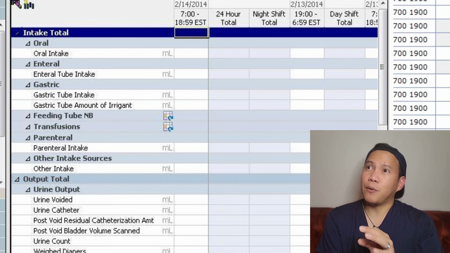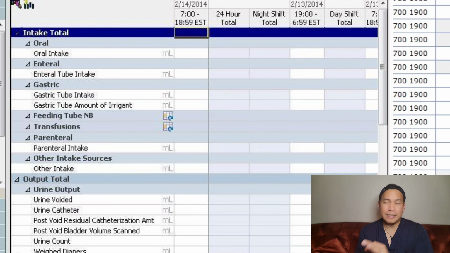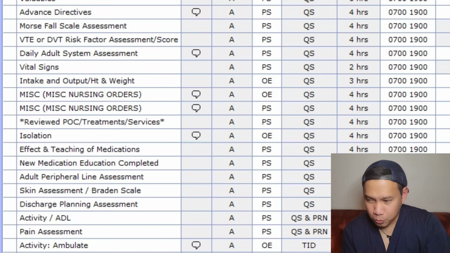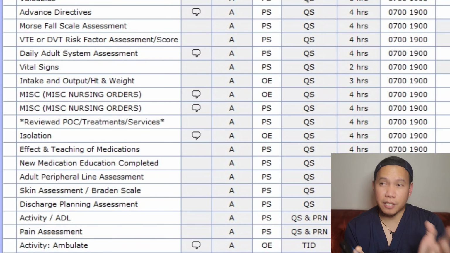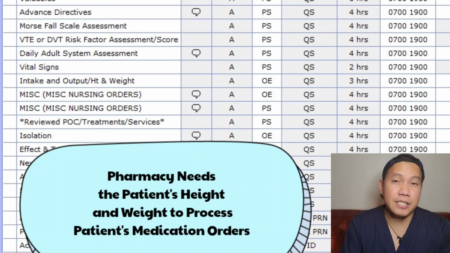For the IV, we have to clear our pumps at 6 a.m. for the night shift, or 6 p.m. for the day shift, depending on the protocol. Most of us do this earlier, but by protocol, we have to do it at 6. Then for the height and weight, normally we get this at the start of the admission. We have to have a proper initial height and weight.